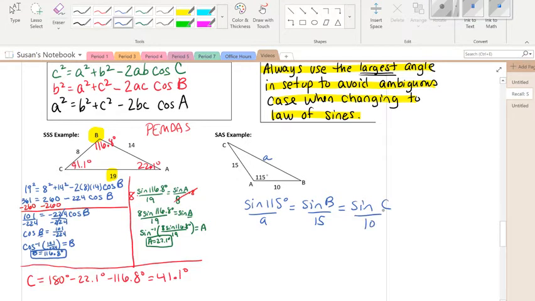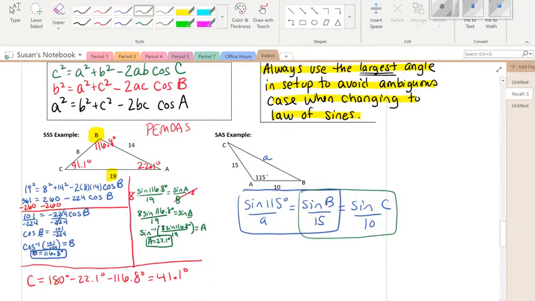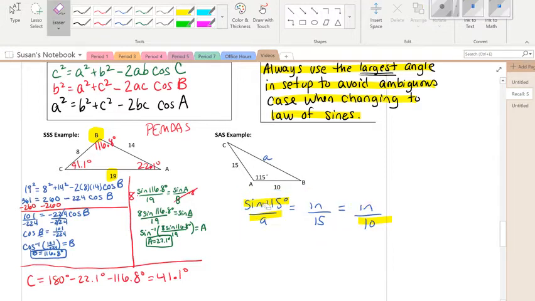Notice that no matter which two I pick, there's always two unknowns. If I picked these two to set equal, there's two unknowns. If I were instead to pick the sine of B over 15 equals the sine of C over 10, again, there's still two unknowns, the B and the C. What if instead I picked this to be equal to this? Again, there's still two unknowns. That is why we cannot use the law of sines. Same thing if I were to just set up the other problem. So that's why we have the law of cosines.